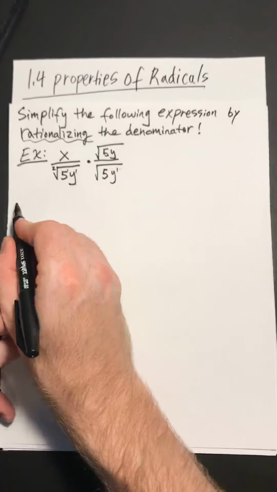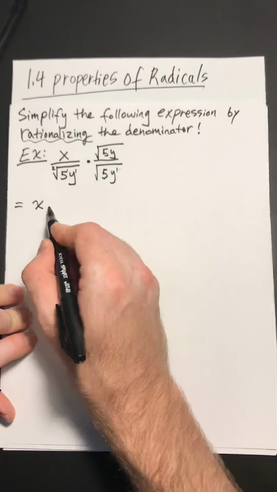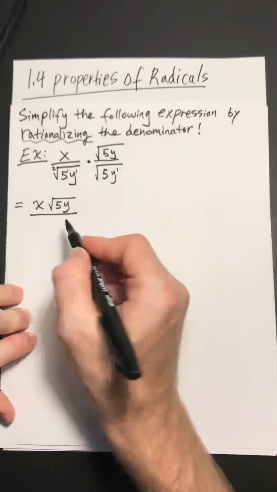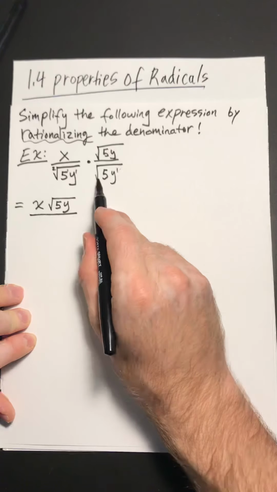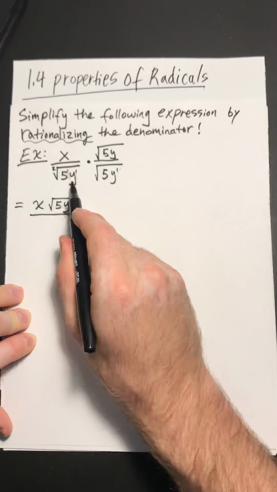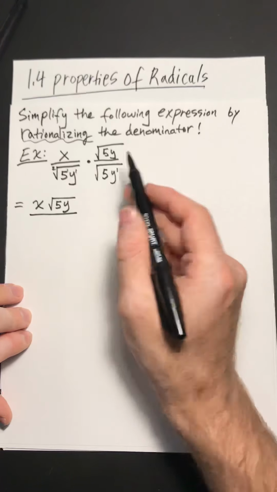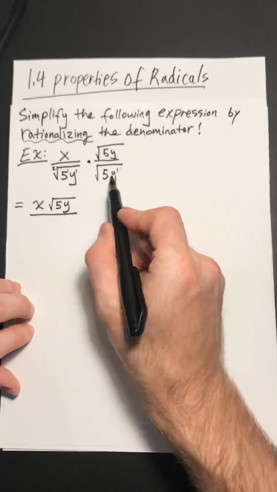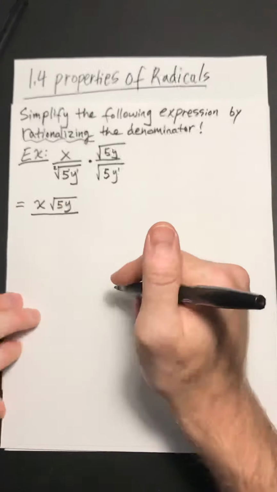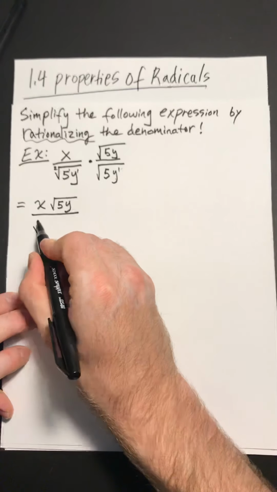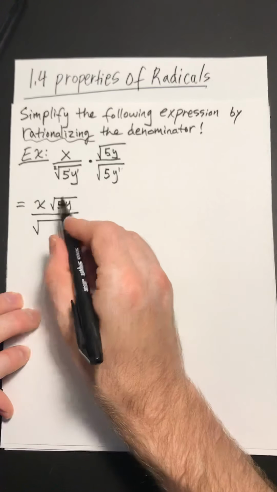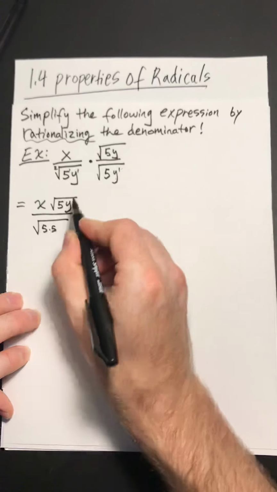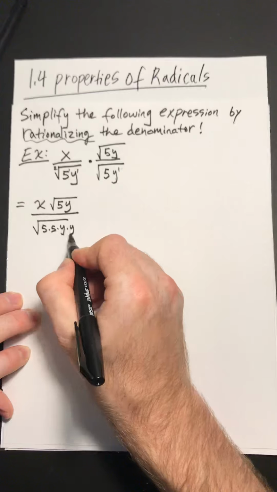So let's rewrite this. So this is x multiplied by the square root of 5y. And then in the denominator, what do I have? I have a square root and a square root, okay? So we're assuming these pieces are both positive, and if they're both positive, we can combine them together, all right? And you're going to see the magic in why we did what we did. So what do I have? 5 times 5, okay? And then I have y times y.